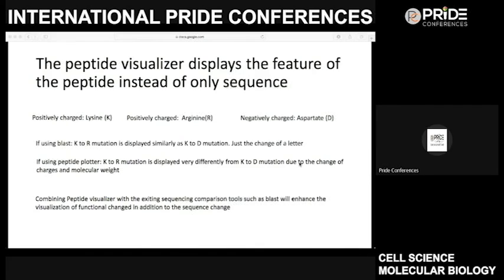For example, both lysine and arginine are positively charged. Aspartate is negatively charged. If using BLAST, the lysine to arginine change is displayed similarly as the lysine to aspartate change. This is the change of a letter from K to R and K to D. But if we use the peptide plotter, the K to R mutation is displayed very differently from the K to D mutation due to the changes of charges, molecular weight, and color. Compared with PyMOL, the potential functional impact is enhanced by the peptide visualization instead of the structure.